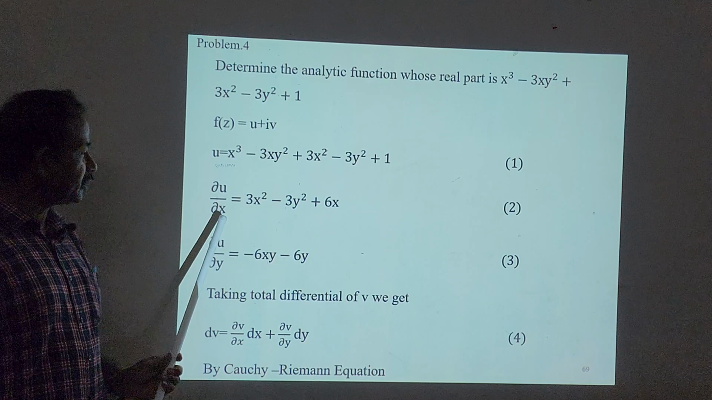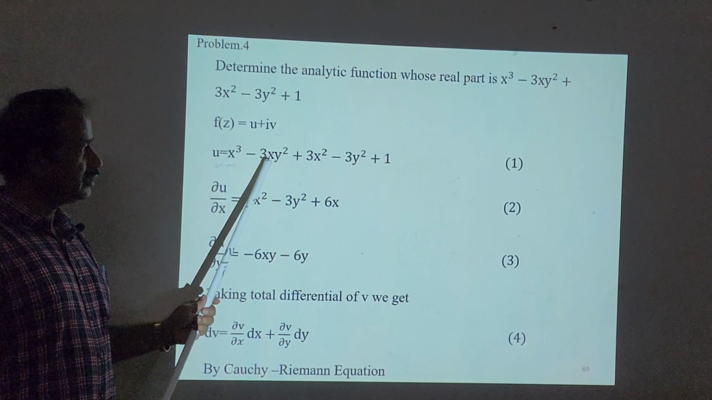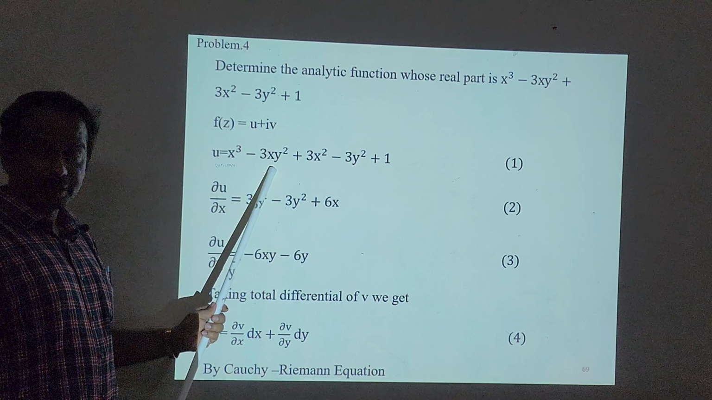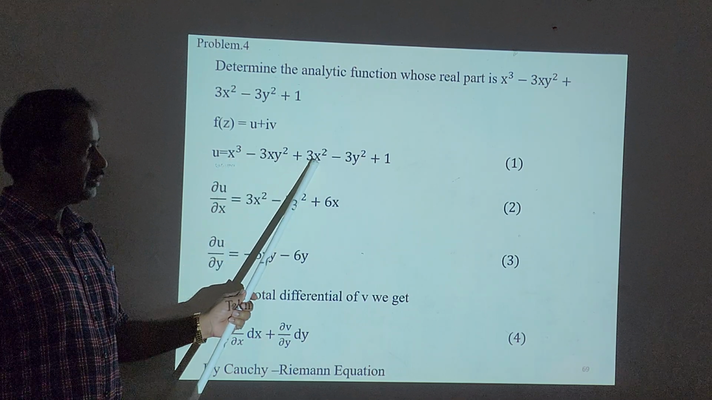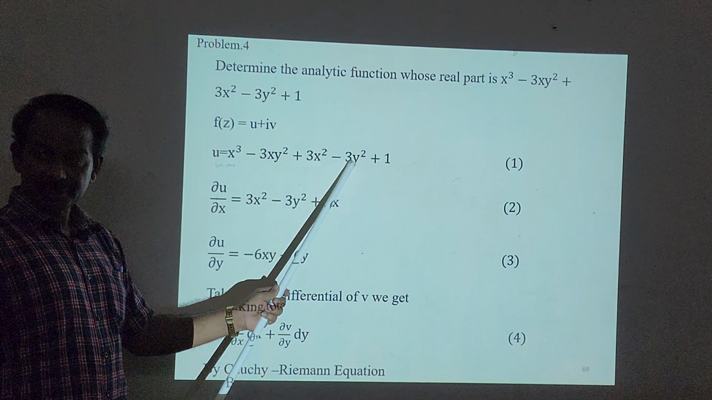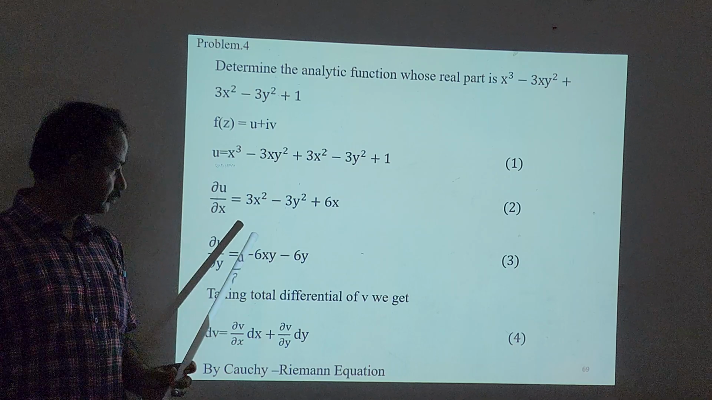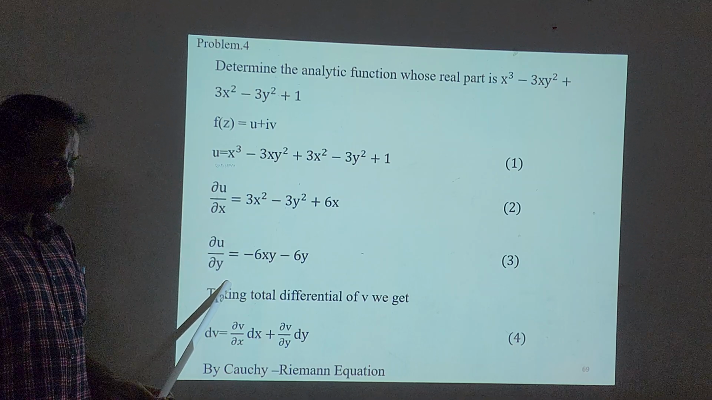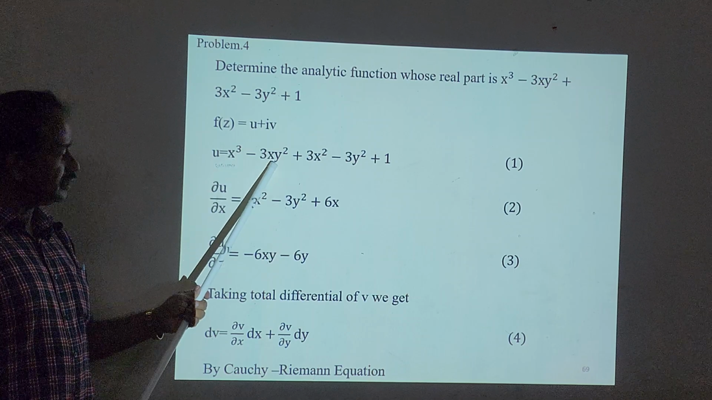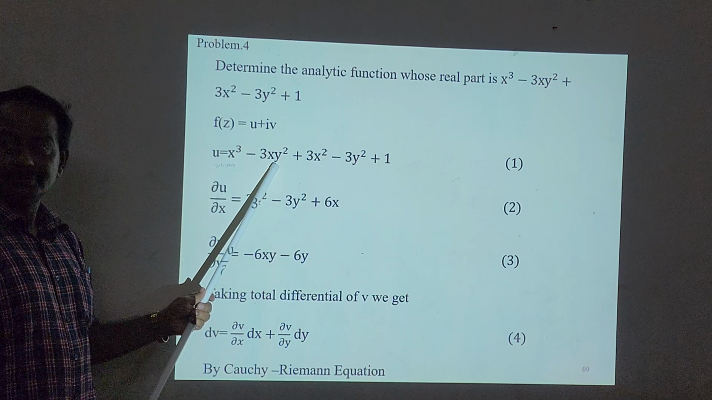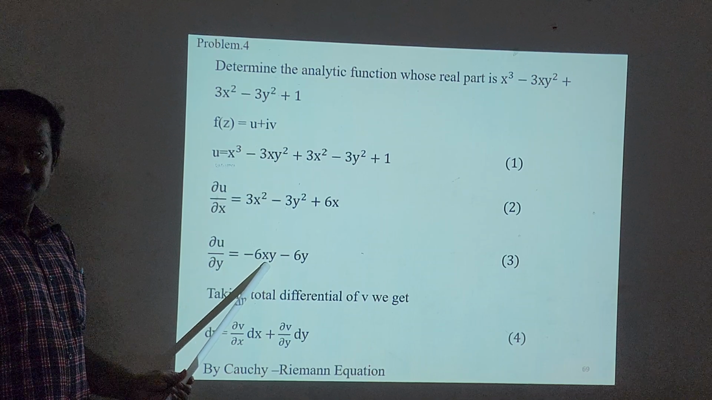Just differentiate with respect to x. So du by dx is nothing but 3x squared minus 3y squared. You have to differentiate with respect to x. So minus 3y squared, this becomes 6x, this becomes 0, this becomes 0. So we have found out now du by dx. Now du by dy. Du by dy, this will be 0. Then this one will be 3 twos are 6. So minus 6xy. Correct?